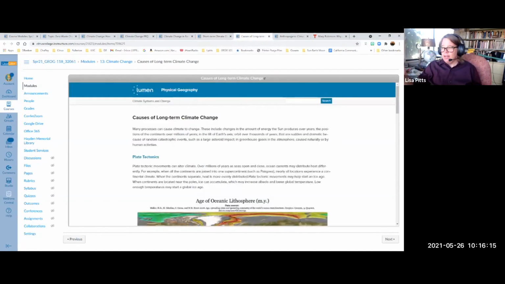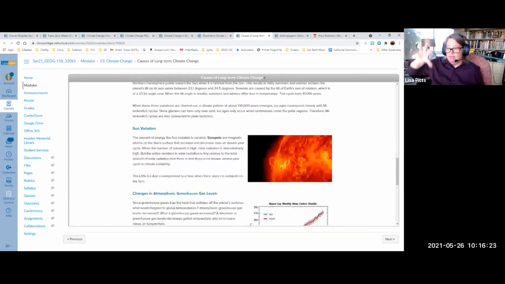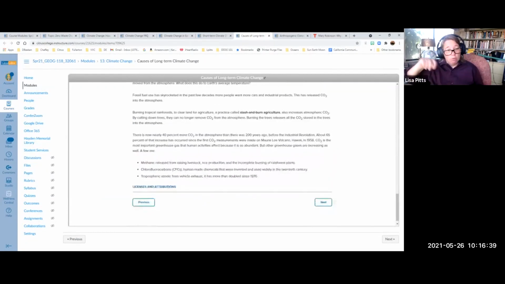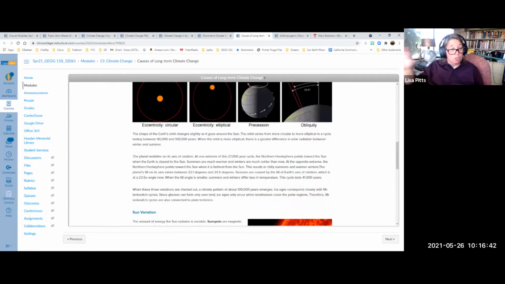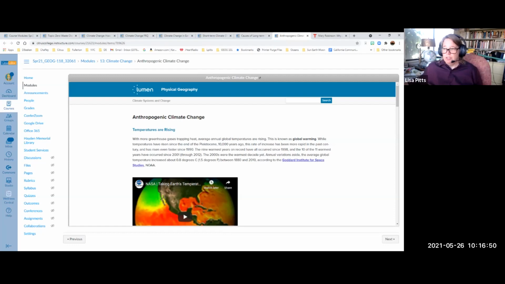All right. Then they're talking about causes of long-term climate change. And so you might want to look at these. These are more kind of like theoretical. These are some of the reasons why people say, oh, well, it's not really us that's causing climate change, it's sunspots. And it's a natural process, and so you may want to jot down some of the long-term climate change things and kind of understand what those are. And then the last one is anthropogenic climate change. That means us. Anthro means human.